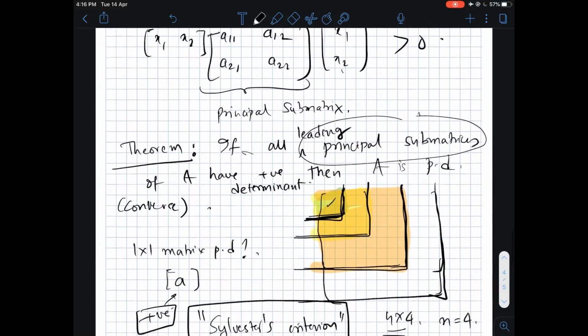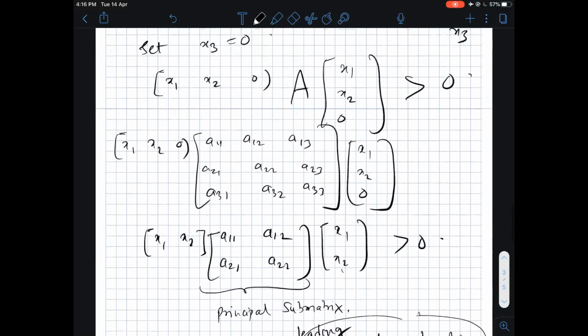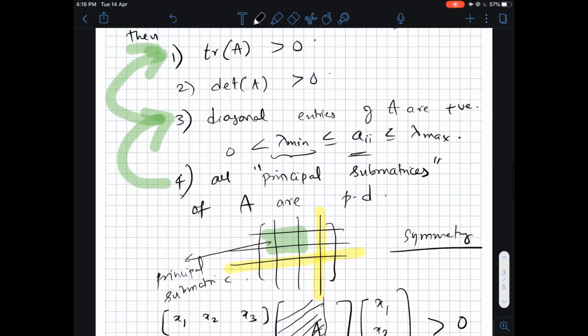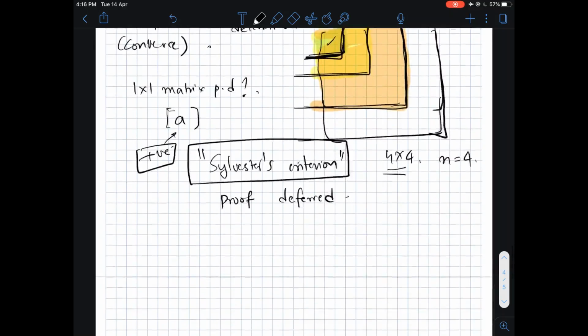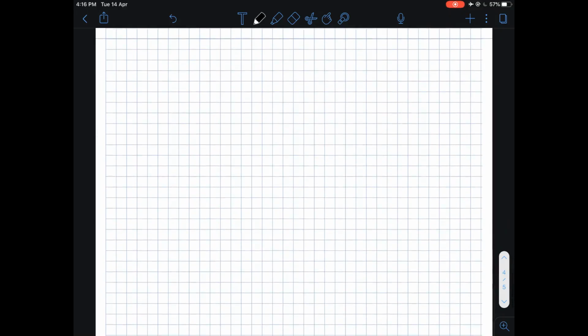Okay, let us continue our discussions. So we defined positive definite matrices and we looked at a few properties, right? So till now I think we have 4 properties of positive definite matrices, right? You can write a bunch of other properties.